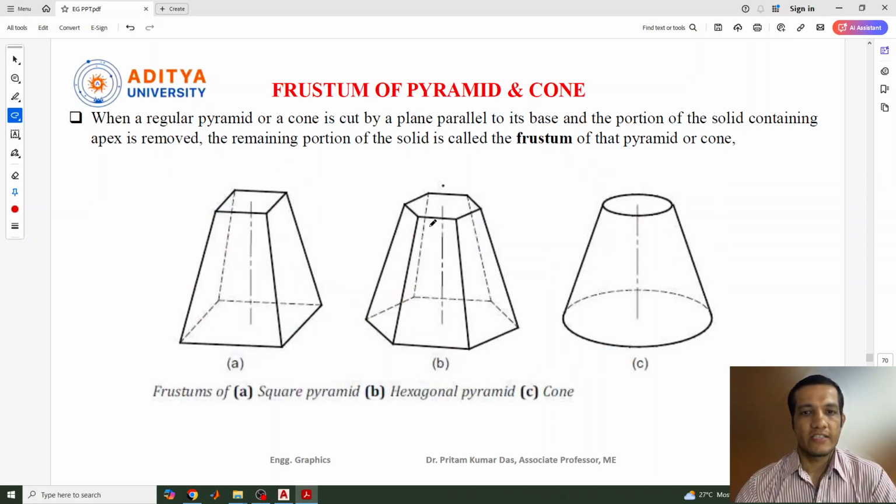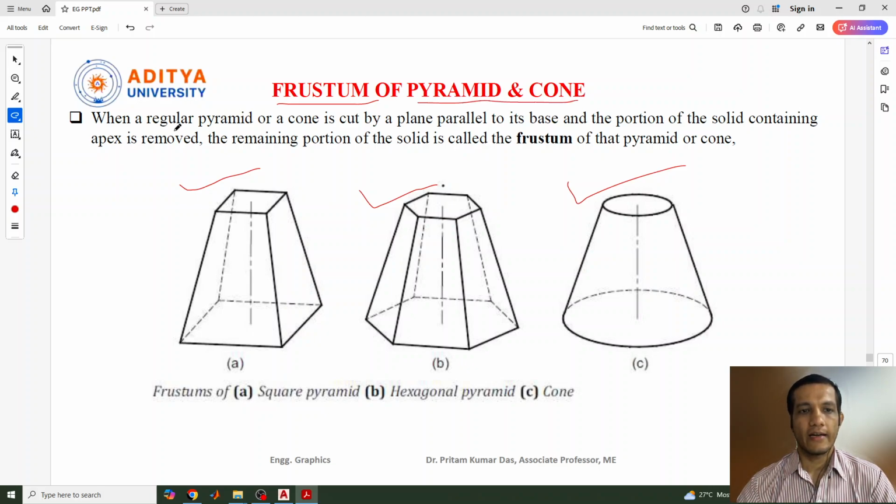Now next is the frustum of a pyramid and cone. Actually, this is the square pyramid, this is the hexagonal pyramid, and this is the cone. Three objects are there. Now how will the frustum be formed? How will the frustum be formed from the pyramid and cone?